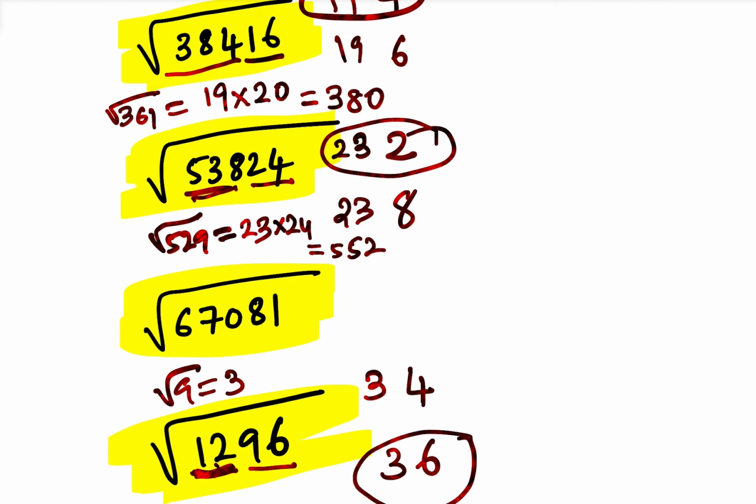So this is how we find the square root of perfect square numbers, that is, 4-digit and 5-digit perfect square numbers. In another video, I will come up with a trick to find the square root of 6-digit perfect square numbers.